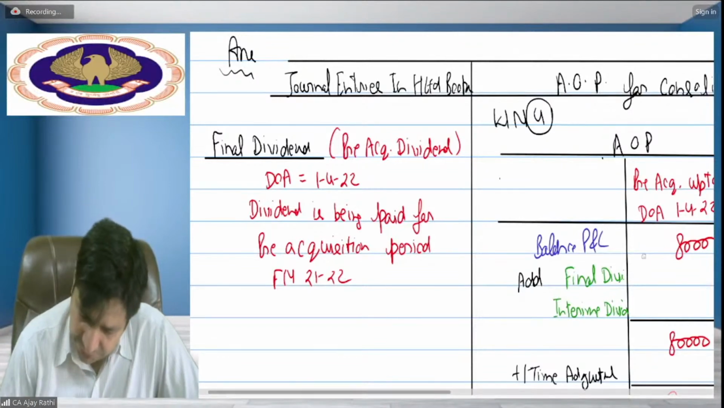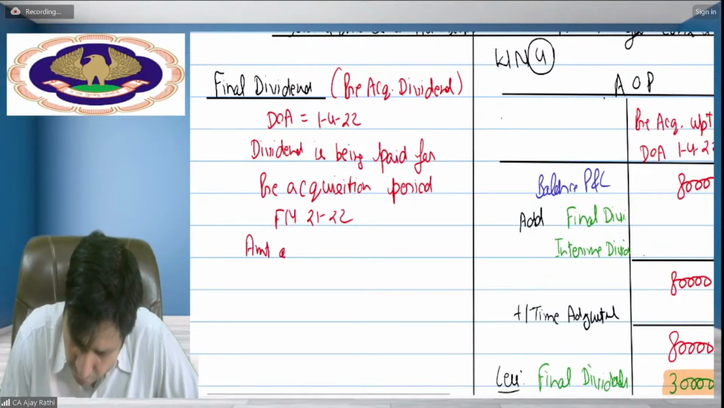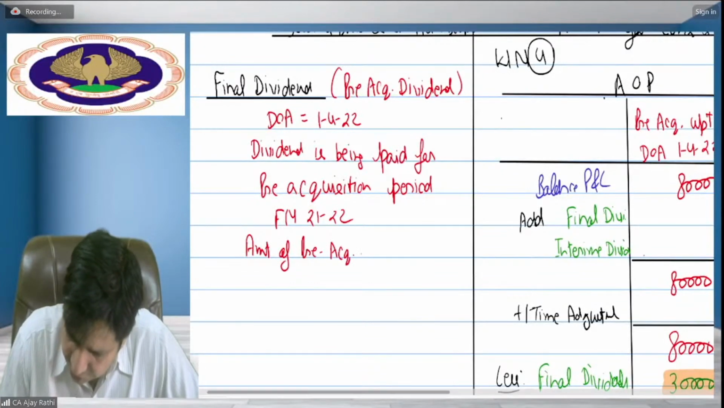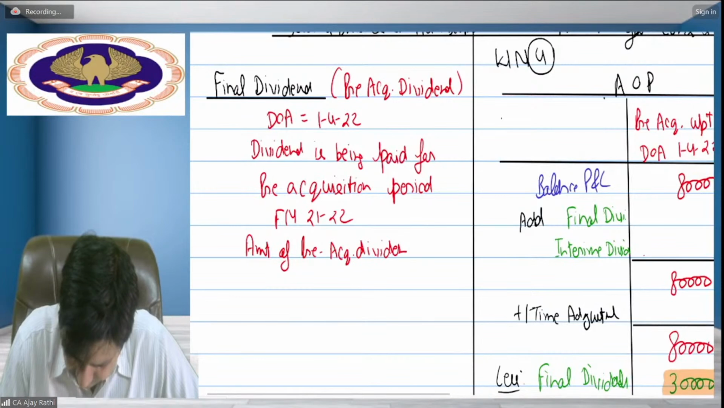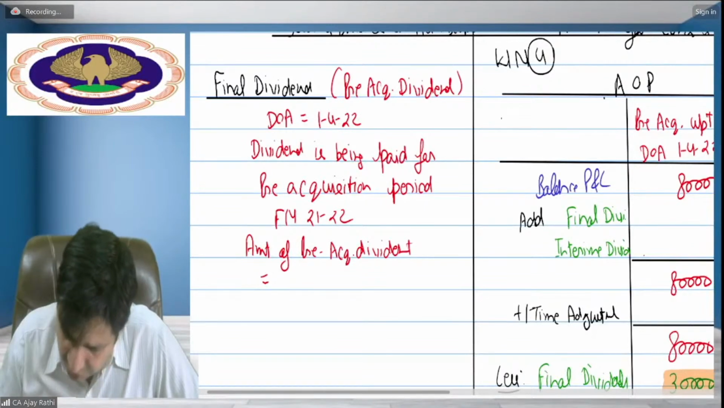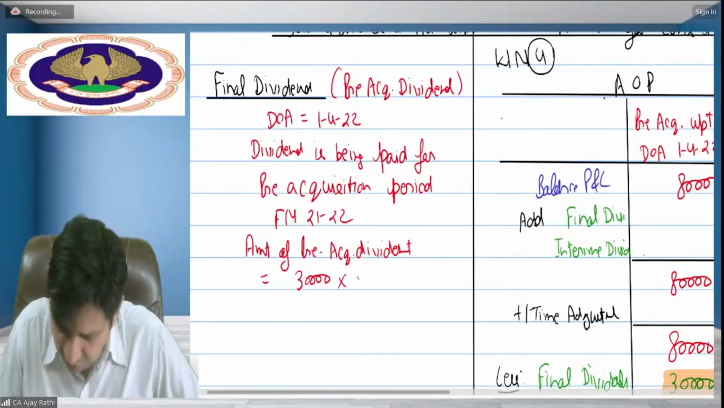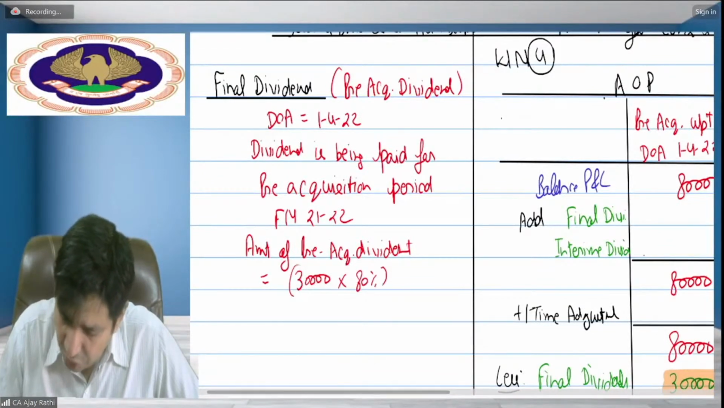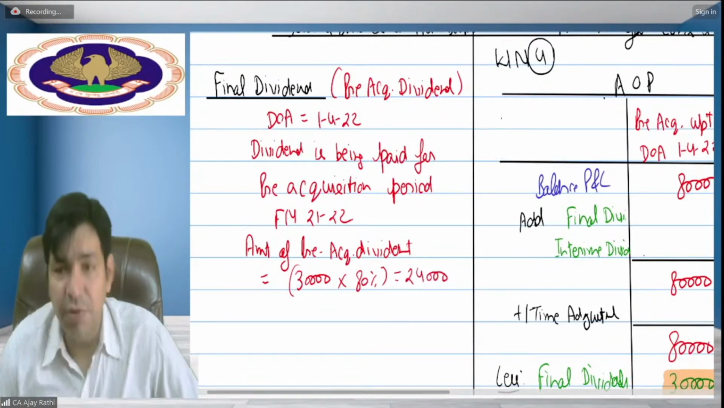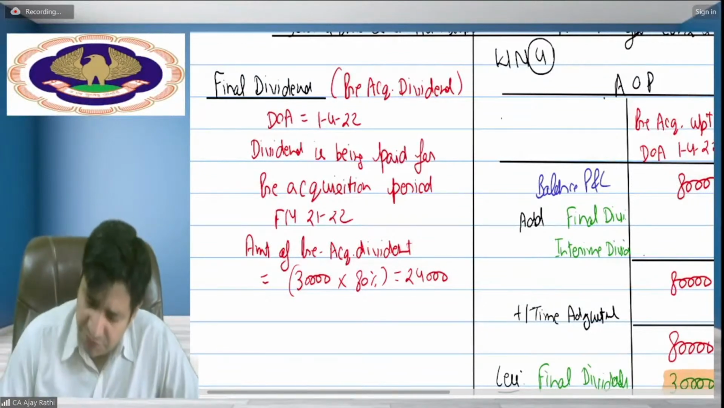Now beta, see how you will account for it. Sir, we have to check the amount first. The amount will be the amount of pre-acquisition dividend. Total dividend distributed by the company, that is final dividend, is 30,000. But all 30,000 doesn't belong to us. We have 80% shareholding, so only 24,000 belongs to us. It means 24,000 dividend will be accounted in our books in this way.